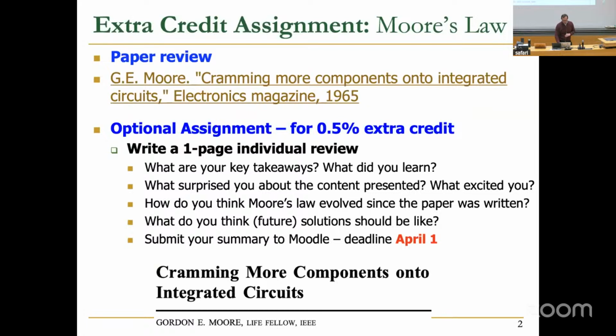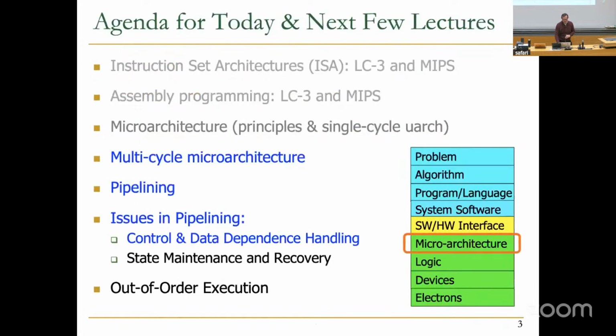You have an extra credit assignment due, if you want to get extra credit, April 1st. And this is where we are. I kind of covered all of this. My goal by the end of this week is to finish pipelining. We're going to cover a bunch of issues in pipelining. And then next week, we're going to talk about state maintenance and recovery, precise exceptions, and out-of-order execution. Does that sound good? Okay, yeah.